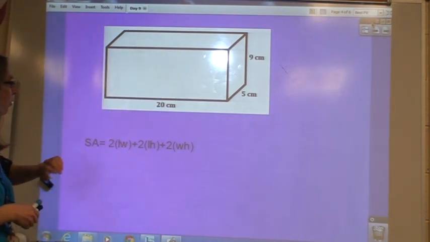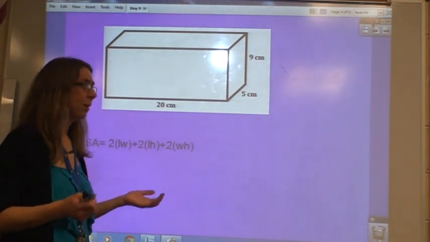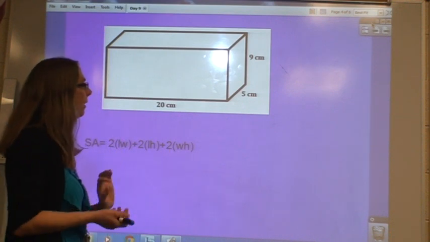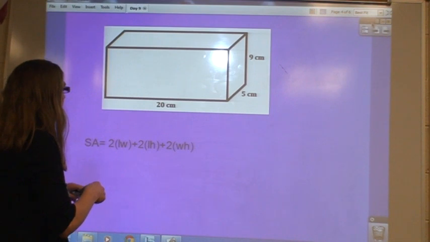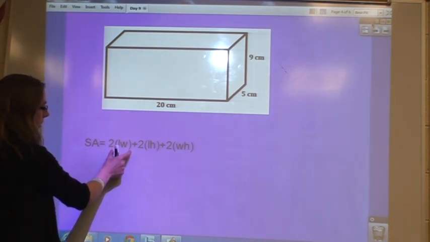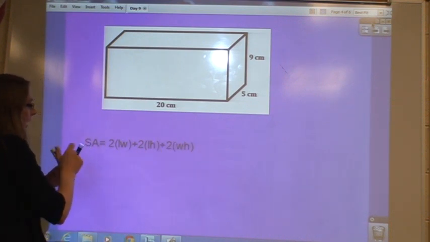So there's this formula. Now, the problem I have with formulas is you're not going to remember this for the rest of your life. I didn't remember this. I just think about it in my head and figure it out. But if you want to, here's the formula. It's saying 2 times the length times the width, 2 times the length times the height, and 2 times the width times the height, and then you'll have everything you need.